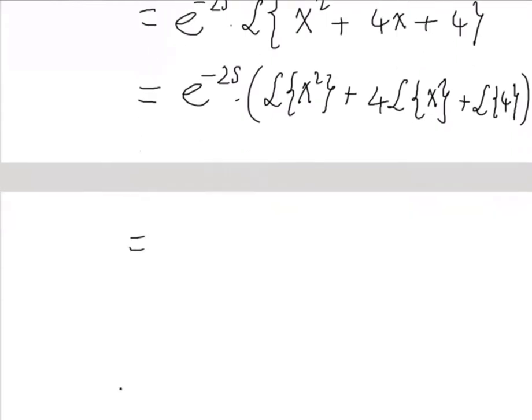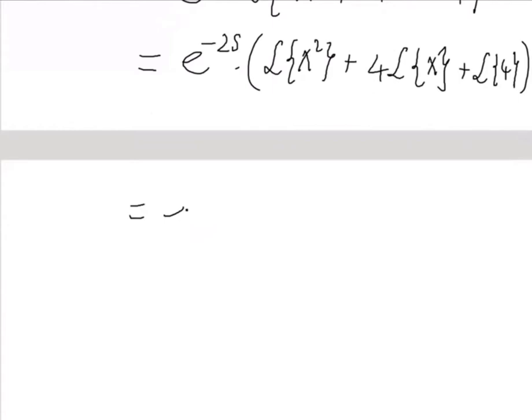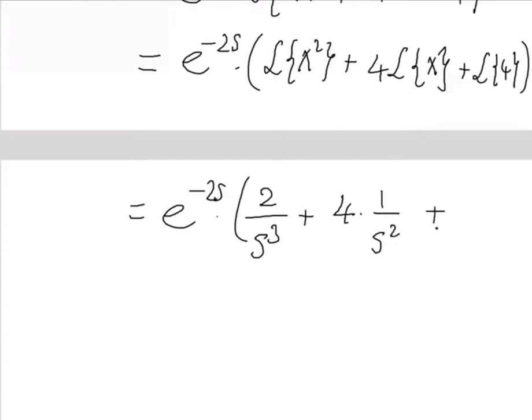Now look at the table of Laplace transforms and write down the answer. Laplace transform of x squared turns out to be 2 over s cubed, plus 4 times Laplace transform of x, which is 1 over s squared. And lastly, Laplace transform of a constant is just the constant over s. We have obtained the answer for the Laplace transform of the given problem.